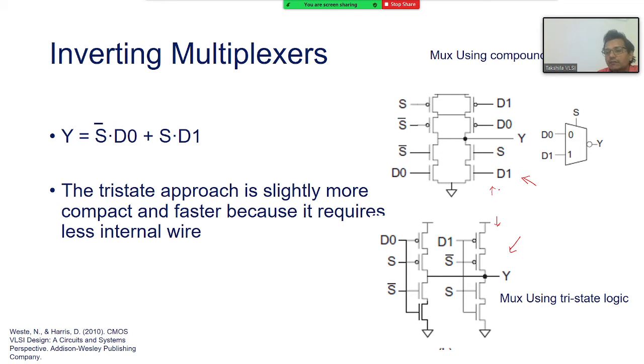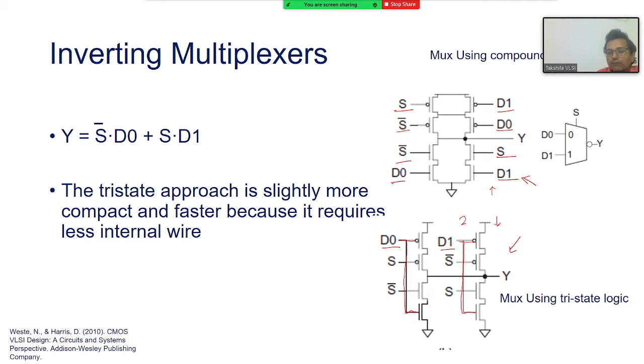Compact means fewer logic gates or fewer transistors. Faster means a higher speed of operation, right? So look here, how many wires do I need? D1 not here, then D1, that is the second wire, then the third wire for S, and the fourth wire for S bar, right? How many do I need here? D0 and D1, but D0 is connected directly to both the transistors and D1 is also connected to both the transistors. So I save two wires here.